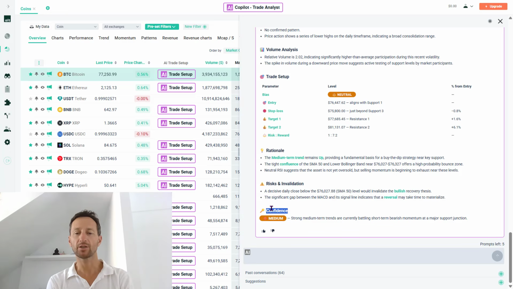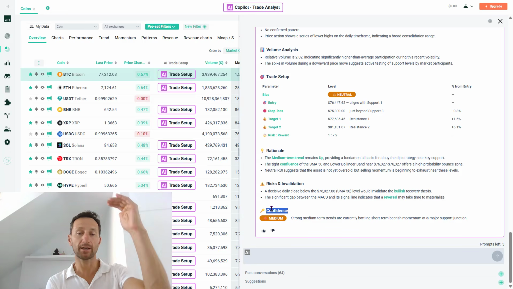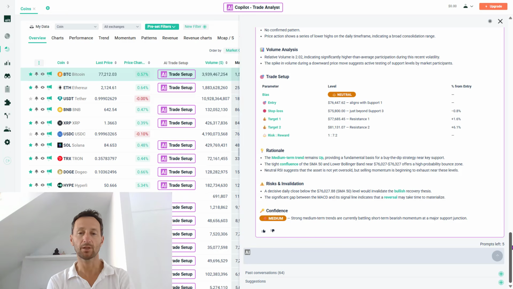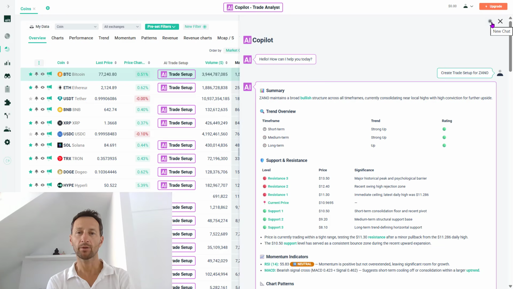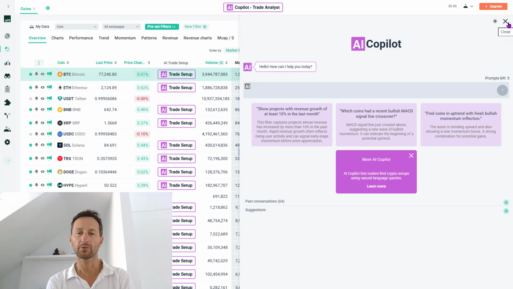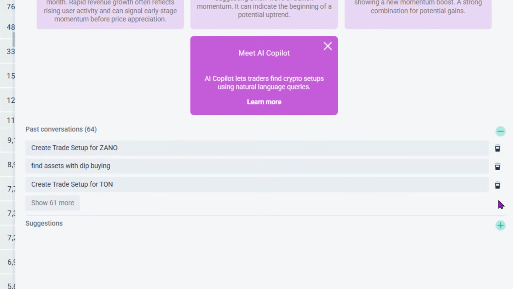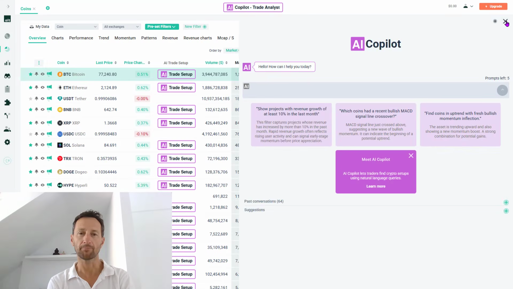The confidence level ranges from low to medium to high. I sometimes take the medium level, and obviously like to see a high level of conviction or confidence level, but that's rare. Okay, I'm going to open up a new tab here so that the next trade setup opens up on a new tab. But you can see the past conversations here as well. You can delete them, so you can always get back to them, your trade setups that you run recently.